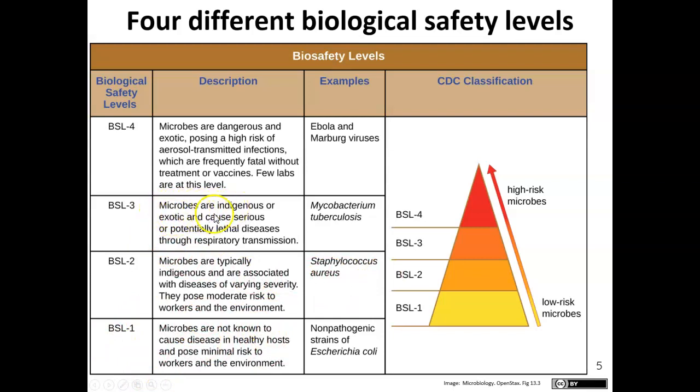BSL-3s, these are where you're now starting to get into microbes that tend to cause pretty dangerous diseases. And then BSL-4, those are a lot of the viruses that are fatal and microbes that cause very dangerous disease. Not that Mycobacterium tuberculosis, which causes tuberculosis, isn't fatal. It is, but it's not as deadly as Ebola.